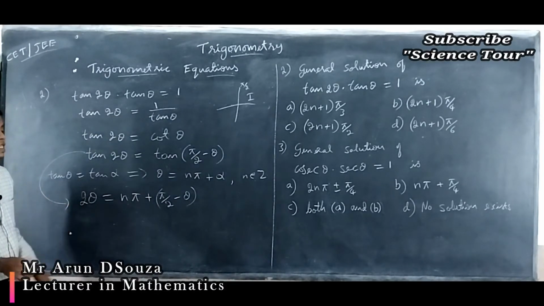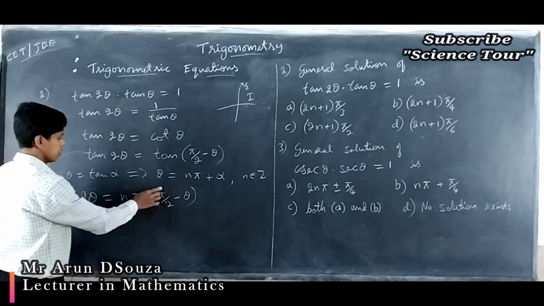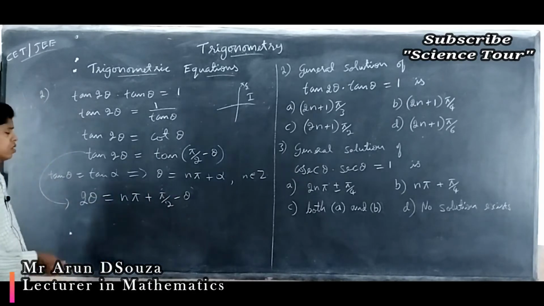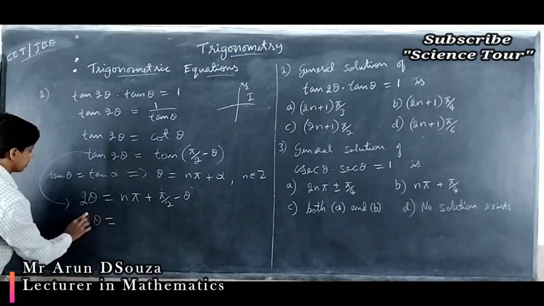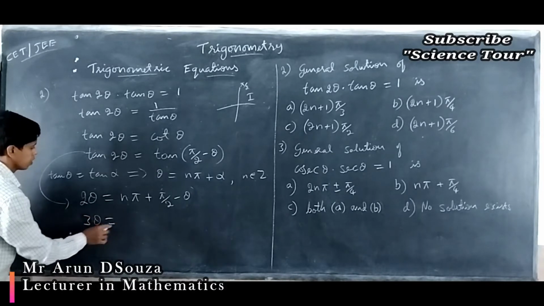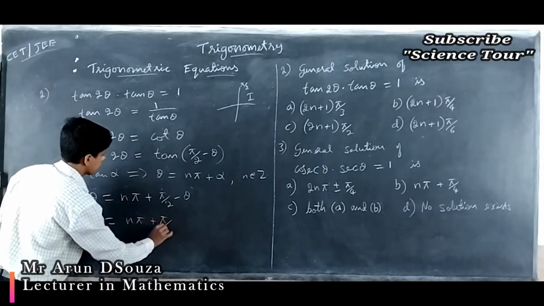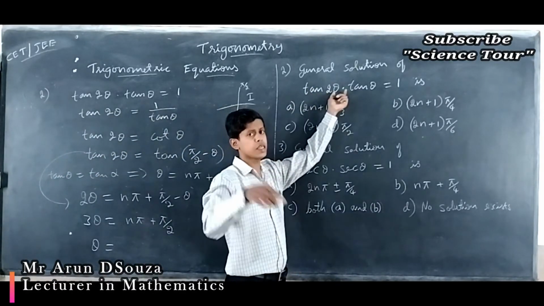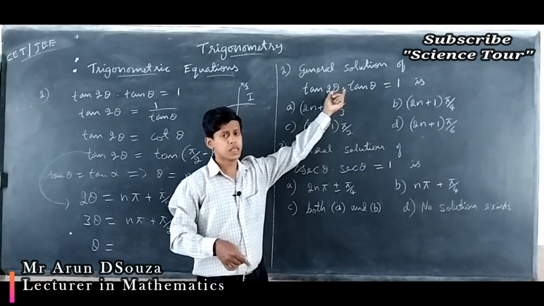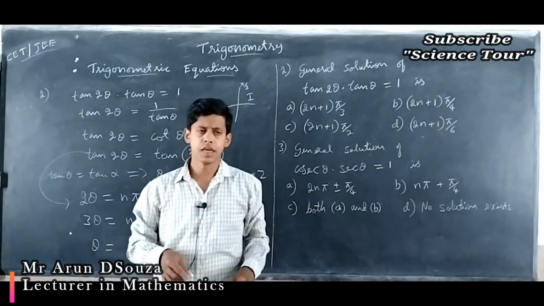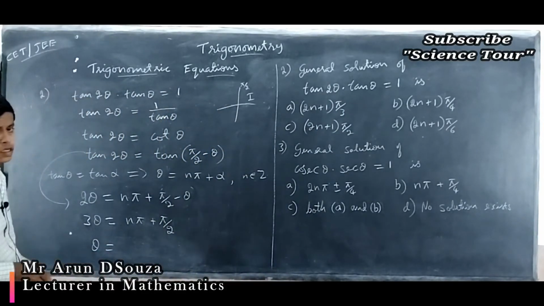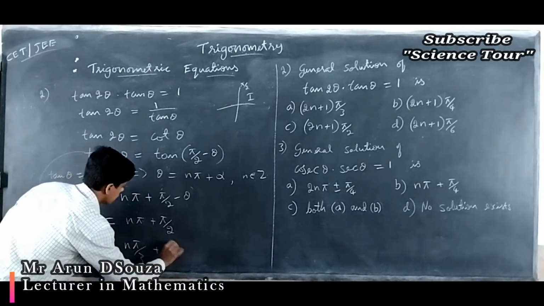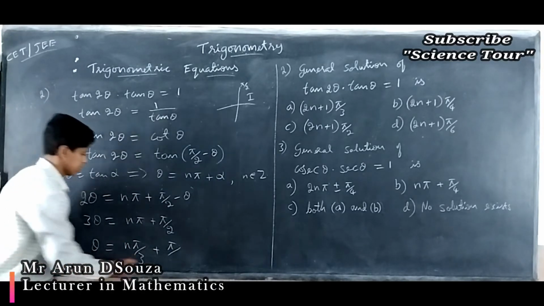Now finally I need theta. This is minus theta, even if you remove the bracket it doesn't matter because there is a plus. So that minus theta I'll bring to the left hand side. So that will be 3 theta equal to n pi plus pi by 2. Finally I need the value of theta, correct? General solution of the trigonometric equation means I need the answer for theta. So what is theta? Just divide by 3. So n pi by 3 plus pi by 6.